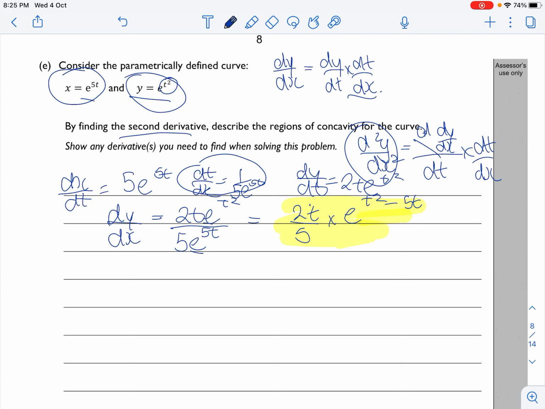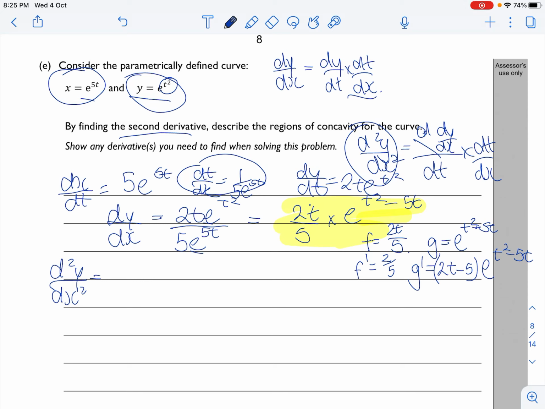Okay, so now we're going to differentiate that with respect to t. This now becomes a product rule. So we're going to go d squared. Sorry, it's going to be a little bit messy. f is going to be 2t over 5, and our g is going to be e to the t squared minus 5t. So therefore f dash equals 2/5, and our g dash equals, right, we differentiate the power, so it's 2t minus 5, and then leave the e, because e just stays as e.